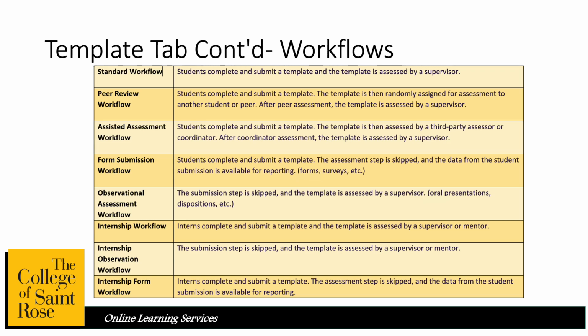The assisted assessment workflow, students complete and submit a template activity. It's then assessed by a third-party person or coordinator. After that coordinator has run the assessment, the template is then assessed by a supervisor. The form submission workflow, students complete and submit a template form. The assessment step is skipped, and that data from the student submission is now available for reporting. So it goes right to the reporting end.